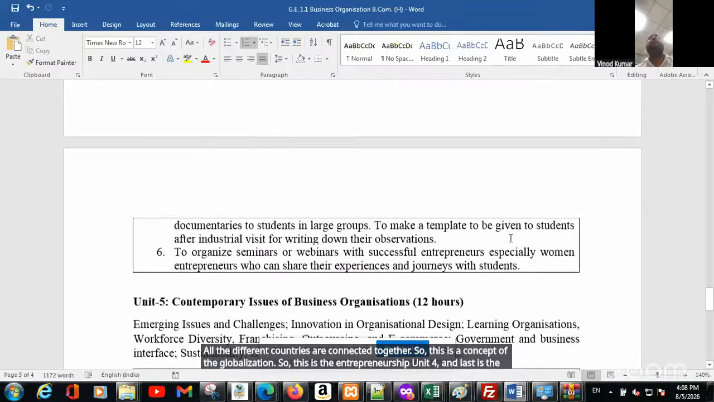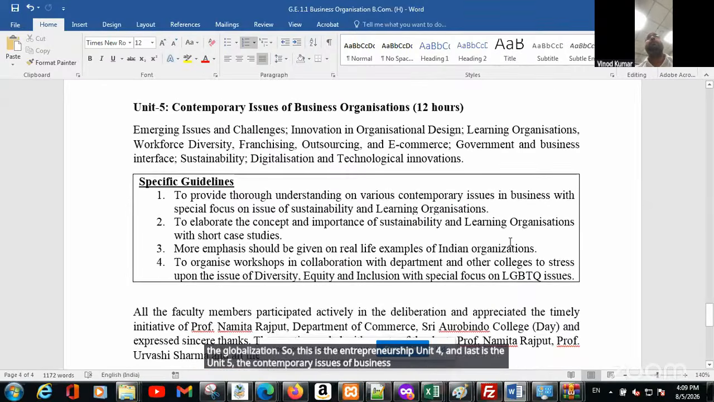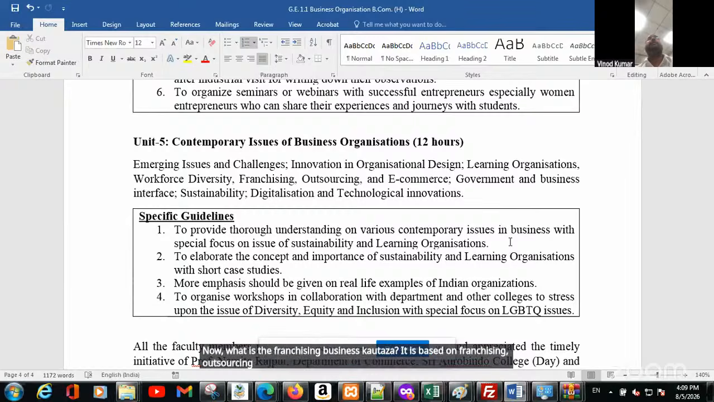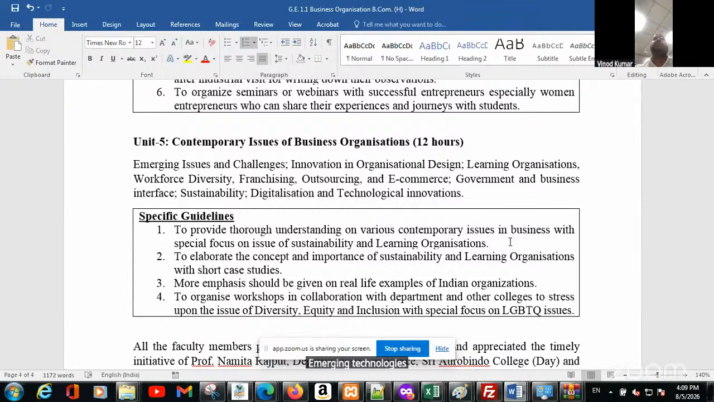And last is unit 5, the contemporary issues of business organization, like innovation, learning organizations, workforce diversity. What is franchising business? For example, McDonald's business is based on franchising. What is outsourcing? For example, US companies are outsourcing IT services from India. This is e-commerce, right? On a daily basis we buy goods from e-commerce firms. What is the interrelationship of business with the government? And finally, sustainability. What is the digital system prevailing in a country? Digitalization and emerging technological innovations like artificial intelligence in the domain of business enterprises.